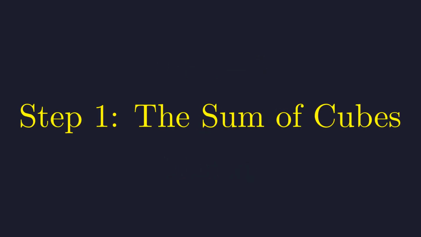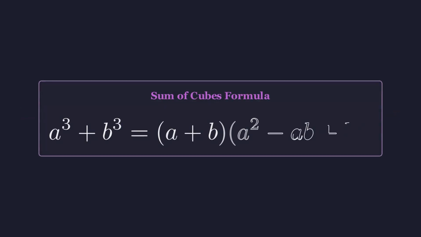The key here is finding the right bridge between what we know and what we're looking for. And that bridge happens to be one of those classic algebraic identities, the sum of cubes formula. This formula tells us how to break apart something like a cubed plus b cubed. It factors into a plus b times a slightly more complicated piece, a squared minus ab plus b squared. It's one of those formulas worth memorizing because it shows up all the time.